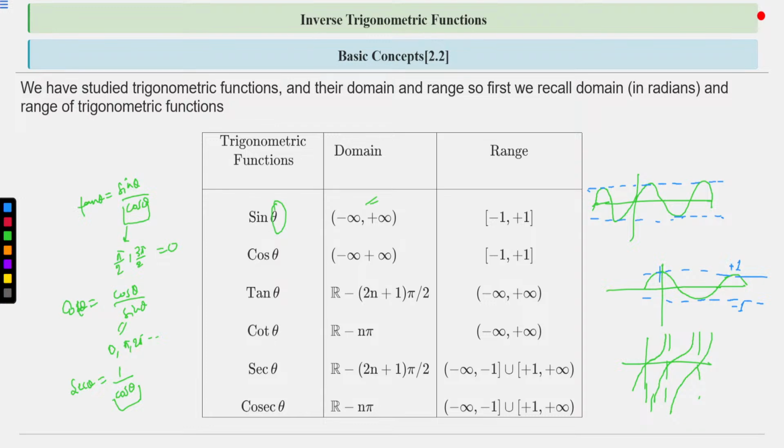And the range of sec theta will be minus infinity to minus 1.